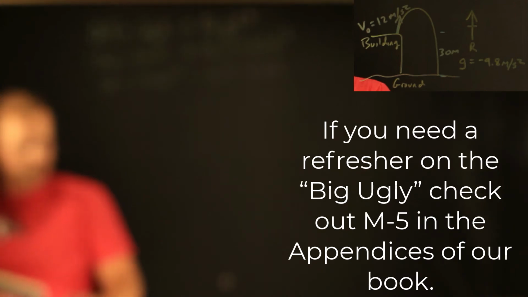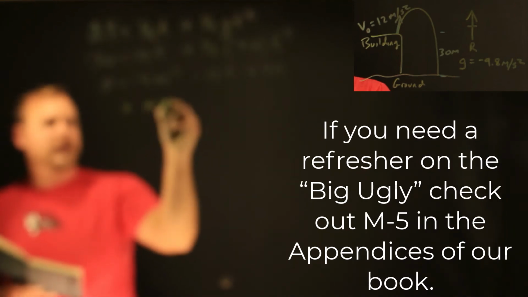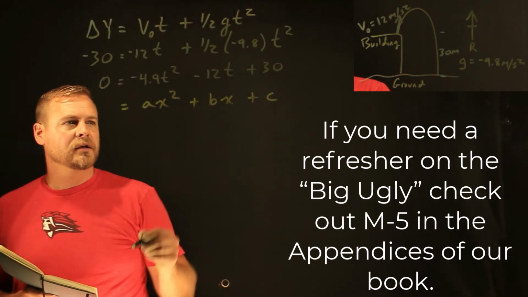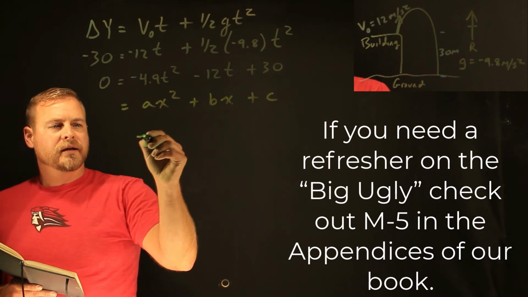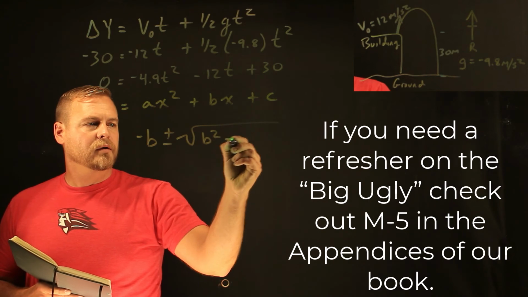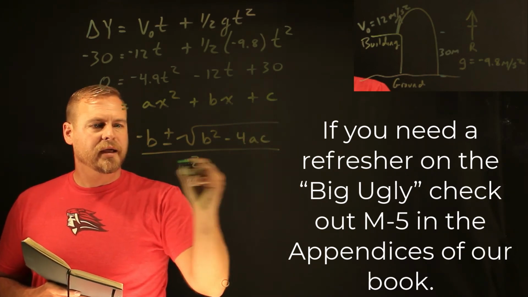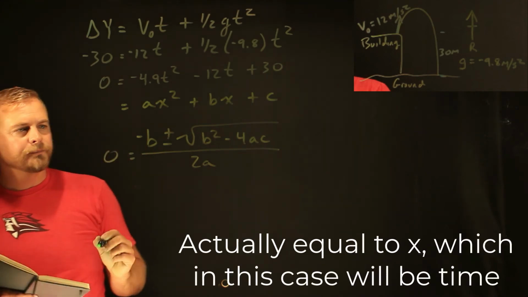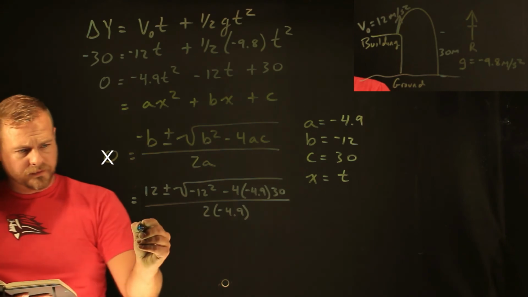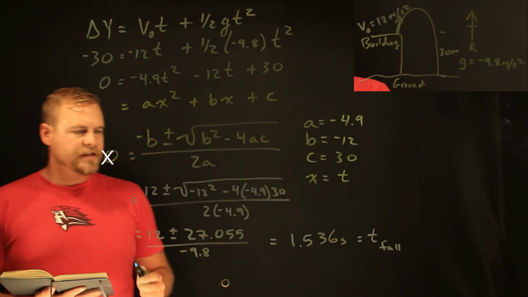I'll give you a little review here. This is in the form of ax squared plus bx plus c, where negative b plus or minus the square root of b squared minus 4ac over 2a equal to 0. Go ahead and simplify. This ends up being our t fall.